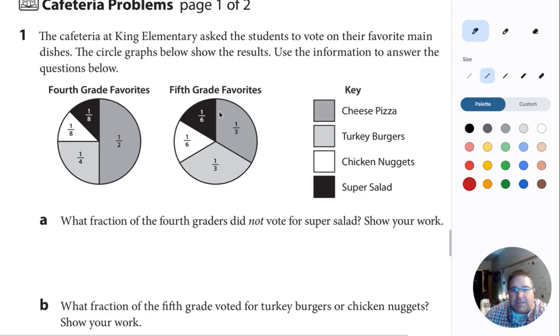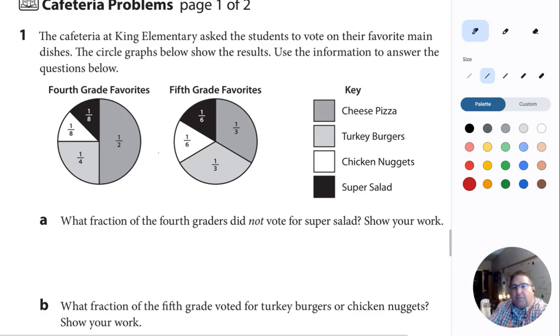Where the 5th grade, it's a little more evenly split out, right? 1/3 like the pizza, 1/3 like the burgers, and then this is 1/3 left here, right? But we're going to split those into 1/6 each for the salad and the nuggets. And then we're just going to have to answer a few questions based on this.